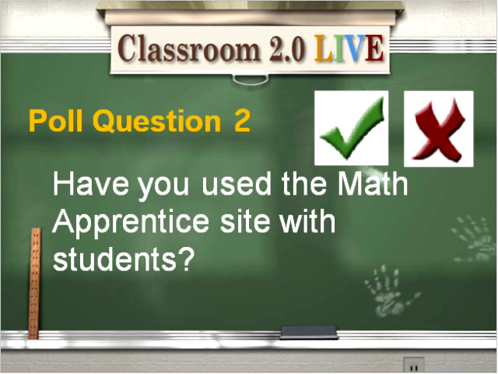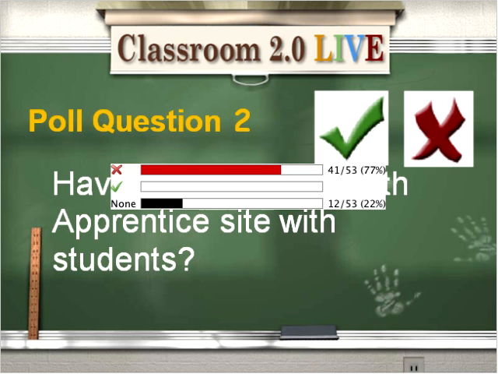I think almost everybody's had a chance to vote. Let's take a look at the results. Big number again, 77% have not had a chance to take a look at the Math Apprentice site. So I know, Colleen, you have lots to share today.